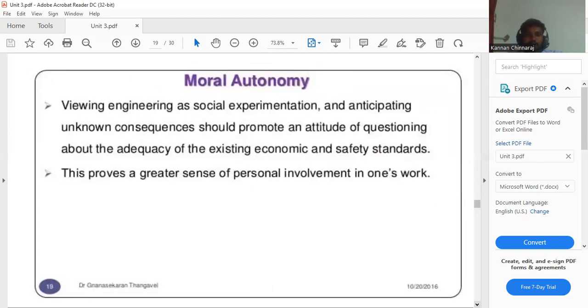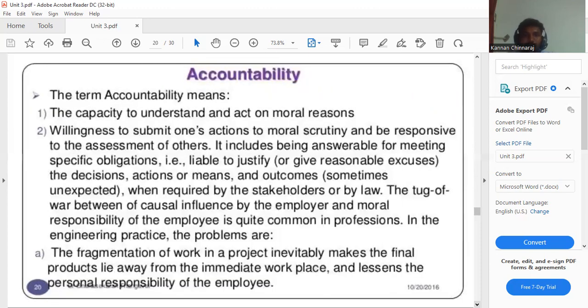So next, we will discuss what is moral autonomy. Viewing engineering as social experimentation and anticipating unknown consequences should promote an attitude of questioning about the adequacy of the existing economic and safety standards. This provides a greater sense of professional involvement in one's work.